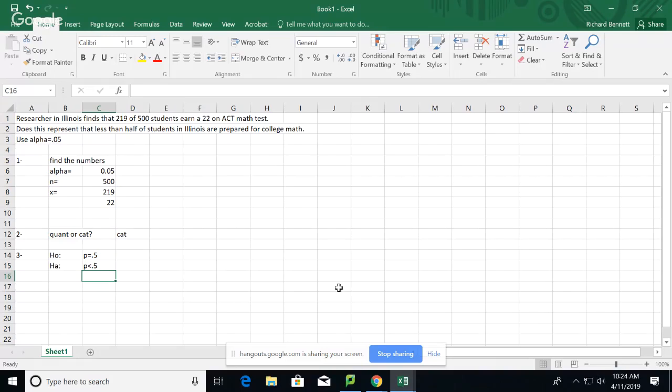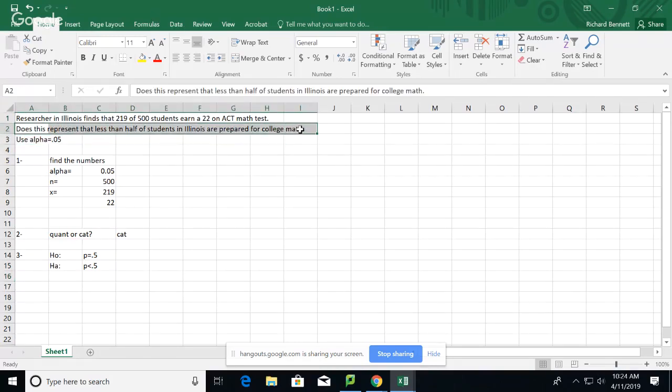Because it says does this represent that less than half of the students? So our goal is in regards to half of the college students. So we're saying our alternative is that yes, it is less than half, which means that our null hypothesis will be equal to half. Okay, who's studying with Colin tonight? Only him? Okay, that was the correct answer and the correct reason.